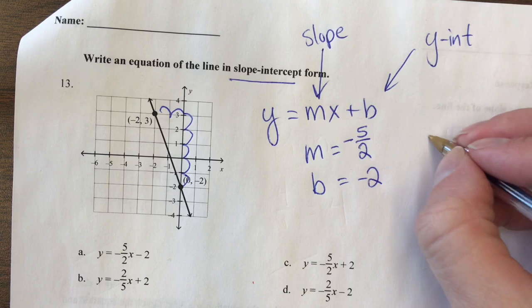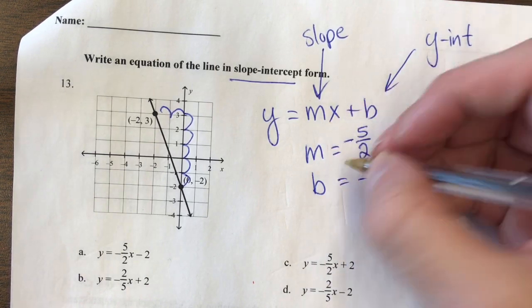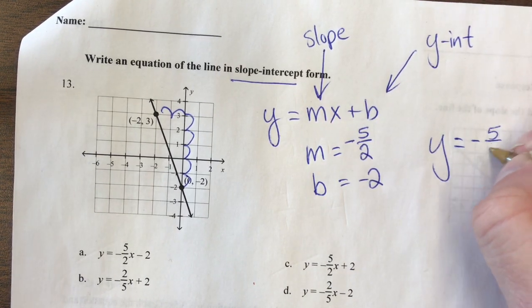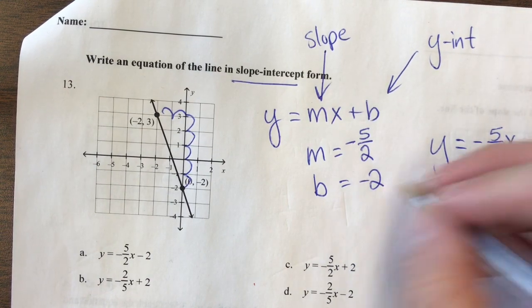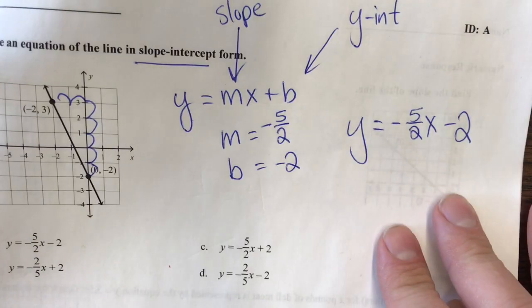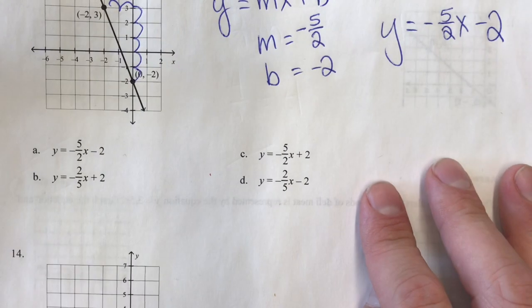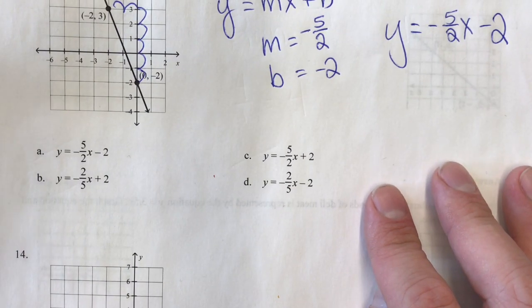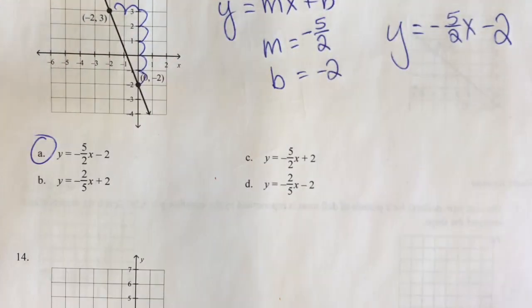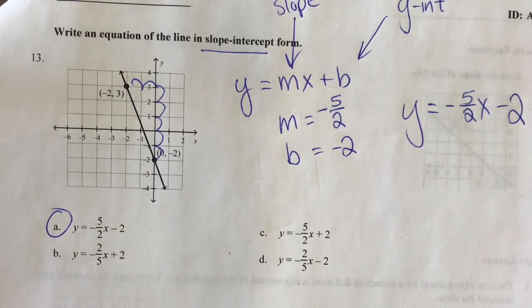So putting it all together, y equals m, which is now negative 5 over 2, x plus b, which means minus 2. So what's that going to be? Negative 5 over 2x minus 2. Now, that's one way of doing it.